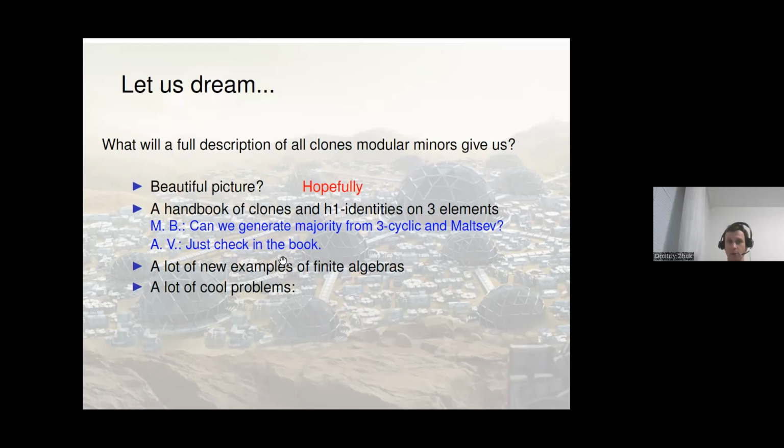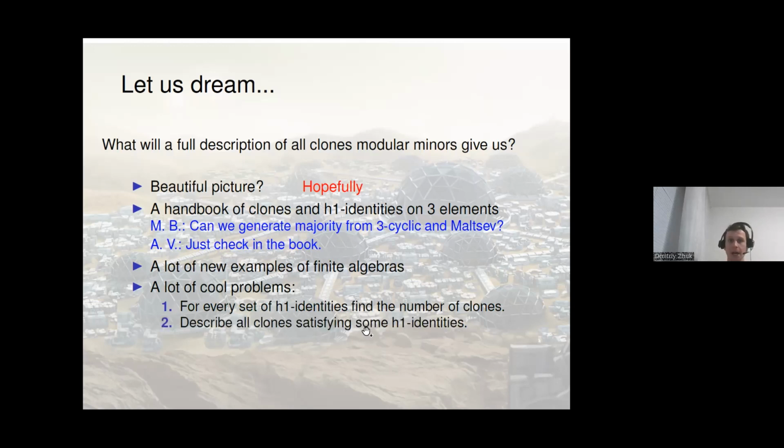And of course, there are a lot of cool problems. For example, you can take any minor class and calculate the number of clones there. And it can be either finite, uncountably many, or countably many. You can try to describe all clones satisfying some set of H1 identities. You can try to generalize this result for larger domains. So it's a source of many, many different problems, and it gives us a lot in understanding of the 3-element domain in general. Okay, so it would be really nice to have this description, and I hope that we will do this, and I invite everybody to join our big work.